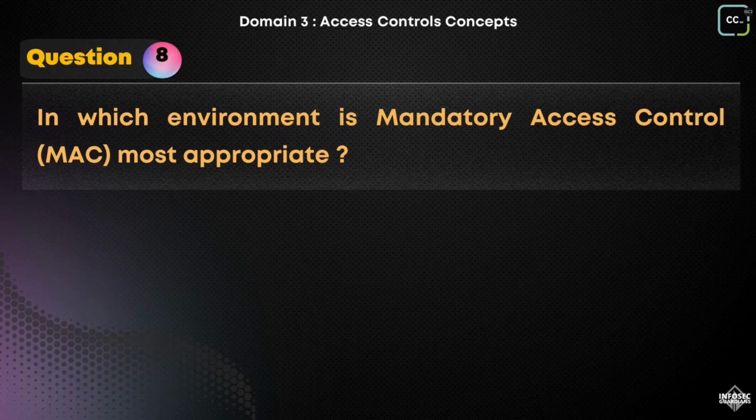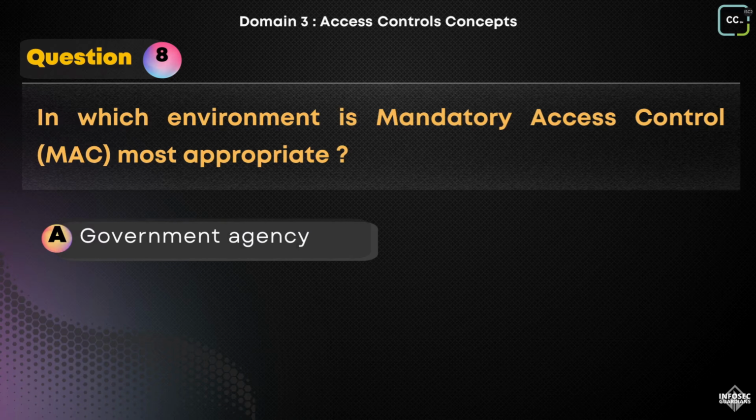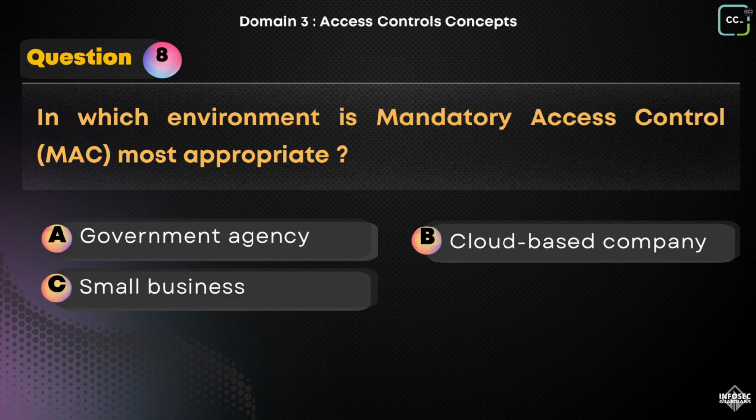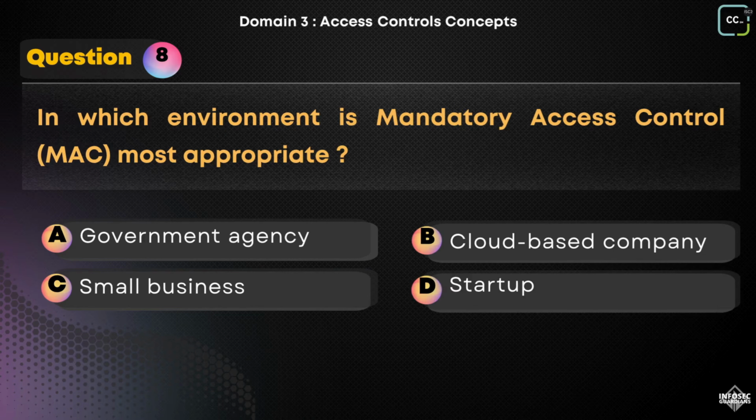In which environment is mandatory access control, or MAC, most appropriate? Here are the options. Option A, government agency. Option B, cloud-based company. Option C, small business. Option D, startup. Let us now review each option to find the best fit.